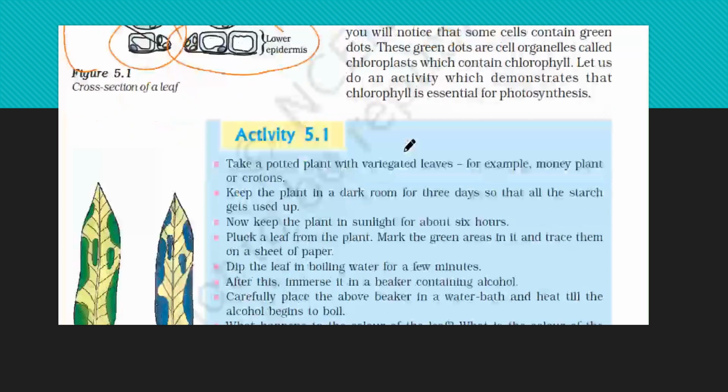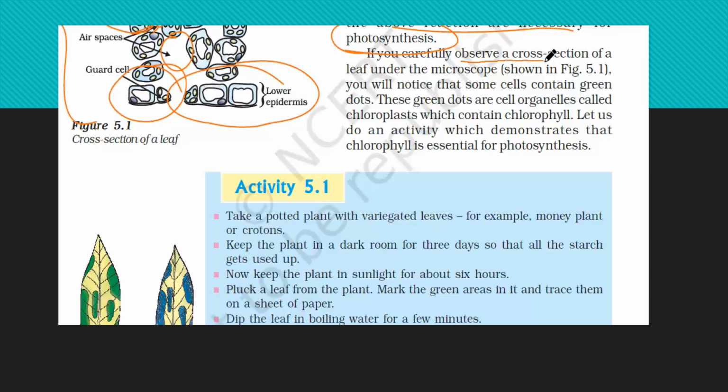Okay, so if you carefully observe the cross section of the leaf under a microscope, you will notice that some cells contain green dots. These green dots, cell organelles, are called chloroplasts. These are cell organelles which contain the chlorophyll. And let us do this activity, which demonstrates that chlorophyll is essential for photosynthesis, right? So in the next slide we will be discussing the activity.